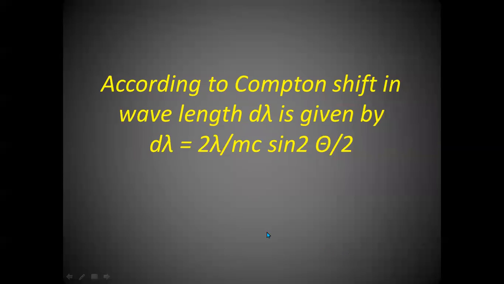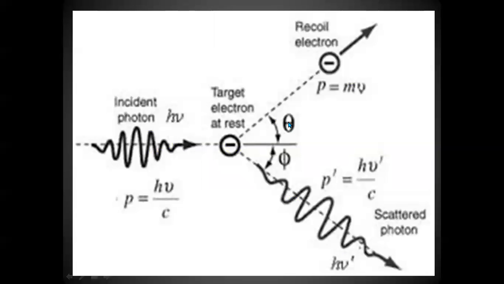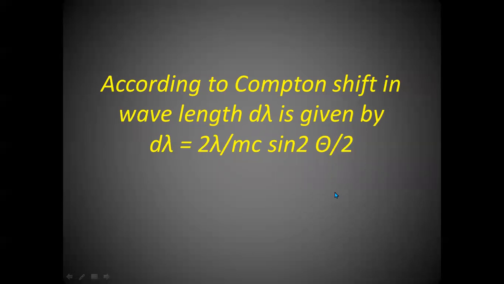So this d lambda or shift in wavelength is given by 2 lambda by mc sine square theta by 2. Here lambda is wavelength, m is the mass of the electron, c is velocity, and theta is nothing but the angle. We will use angle theta here, and this is divided by 2.